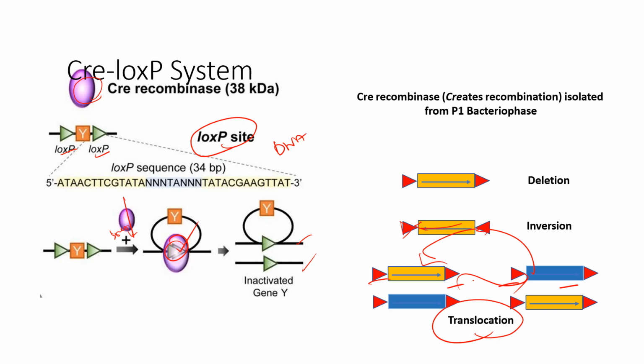So the Cre-LoxP system overall, if you see, has a Cre recombinase that creates the recombination, that's why it's called Cre recombinase enzyme, which is isolated from the P1 bacteriophage.